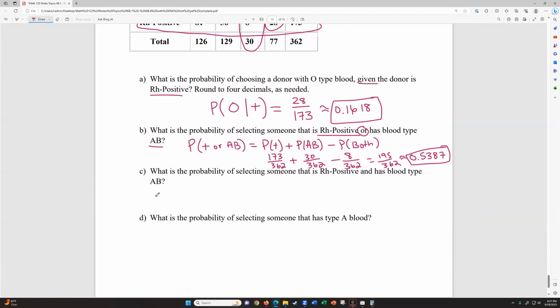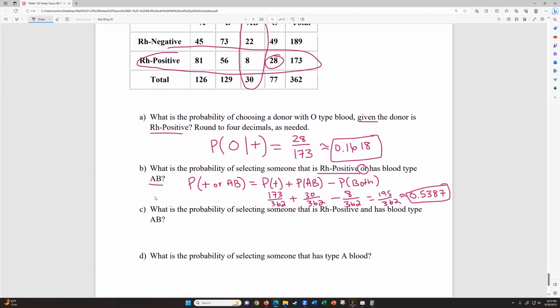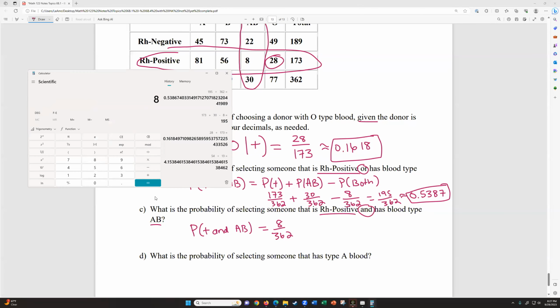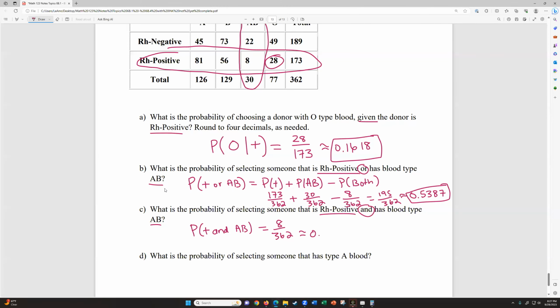All right, we have just a couple more parts. What is the probability of selecting someone that has RH positive and blood type AB? So we already did that, right? We did that in the last part for the both part. So positive and AB, that's the 8 people out of 362. They have both of those conditions. So 8 out of 362 is 0.0221. So about a 2.21% chance.